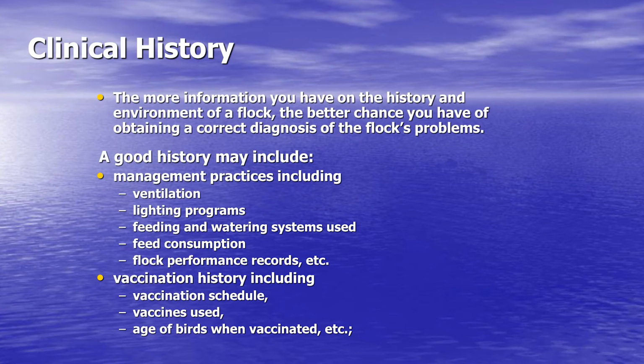Now, a good history can contain such things as the management practices, for example, your ventilation. How often do you ventilate? Your lighting program, which is especially true if these are birds for egg production. What type of feeding and watering systems are used? What's their feed consumption? And then their performance records. If you have the history on the vaccination, that's always good to include, such as what the schedule is, the types of vaccine used, and at what age they were vaccinated.